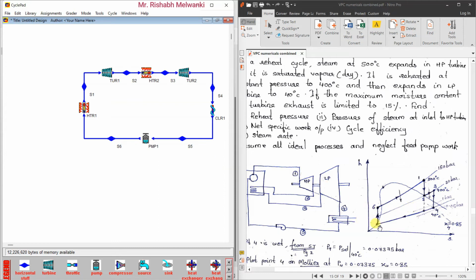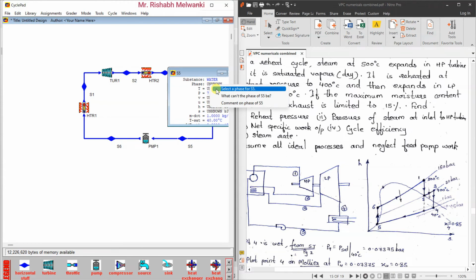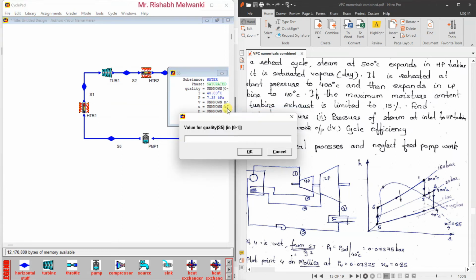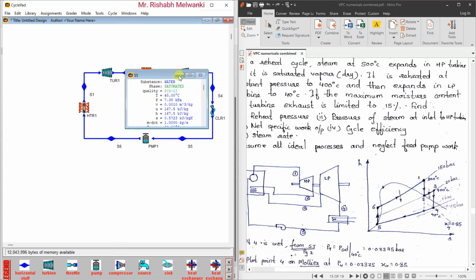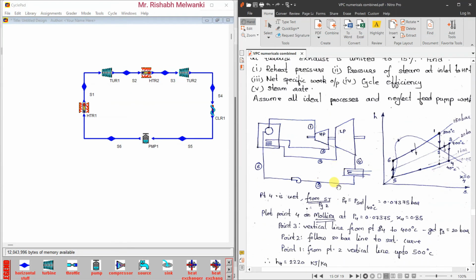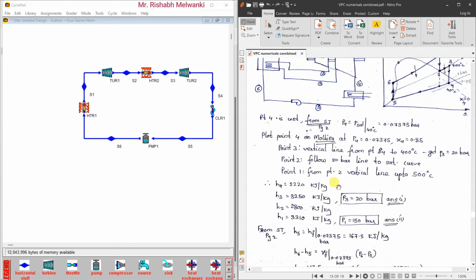Now we'll consider point number 5. Point number 5 is on the saturated liquid curve where dryness fraction is 0. So for point number 5, select a phase, it will be saturated, and quality, assume value, quality will be 0. Click OK. Now we'll confirm all the values which we have got of enthalpy.